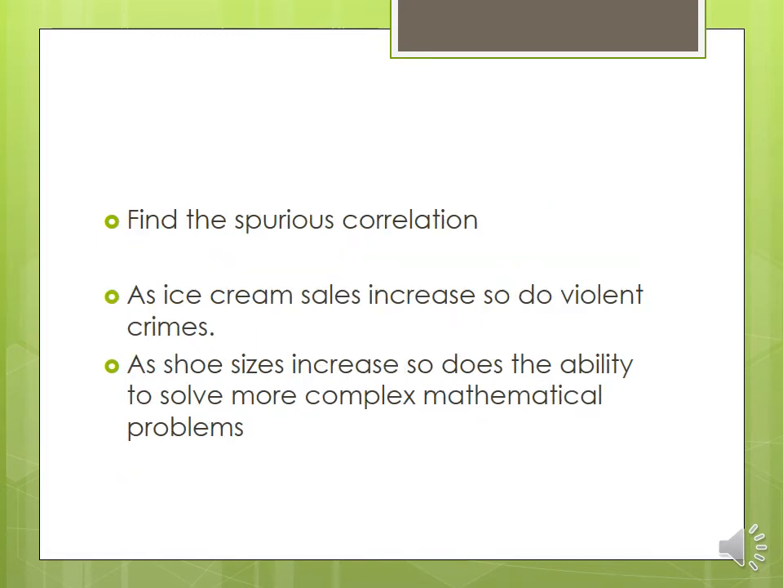I'll give you an easier example. Here are two more spurious correlations. They're actually real correlations, but there's a missing element to both. As ice cream sales increase, so do violent crimes. Does that mean that the more ice cream we eat, the more violent we become? And the answer is no. There's a missing third factor that better explains why these two variables seem to have a relationship. As your shoe size increases, so does your ability to solve complex mathematical problems. So does that mean people with really big feet are really good with math? And the answer again is no, there's a missing component.